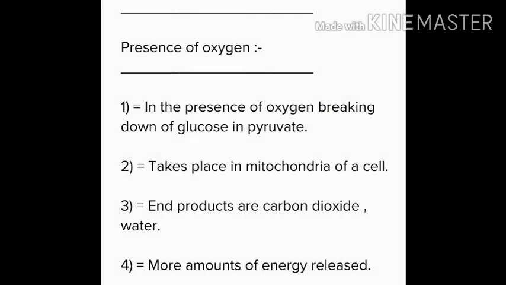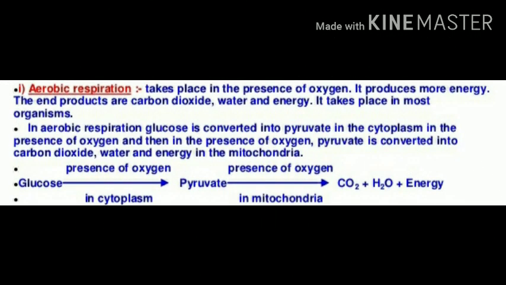To summarize, we can say that in the presence of oxygen, pyruvic acid formed from glucose in the cytoplasm is further broken down in the mitochondria, and the end products are carbon dioxide, water, and a large amount of energy. This happens in the case of aerobic organisms.